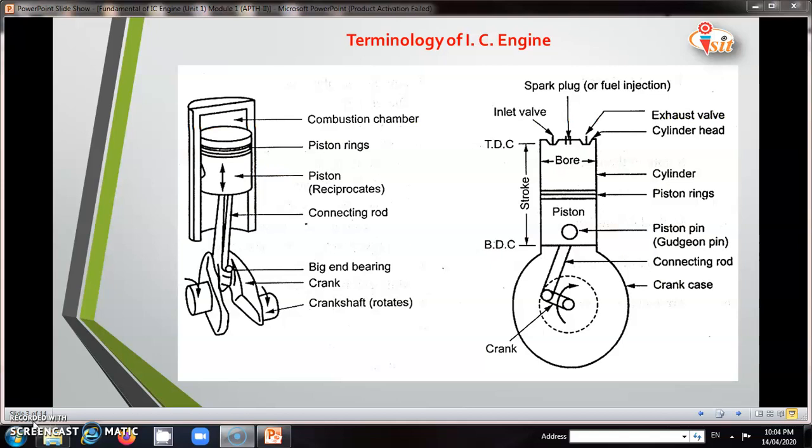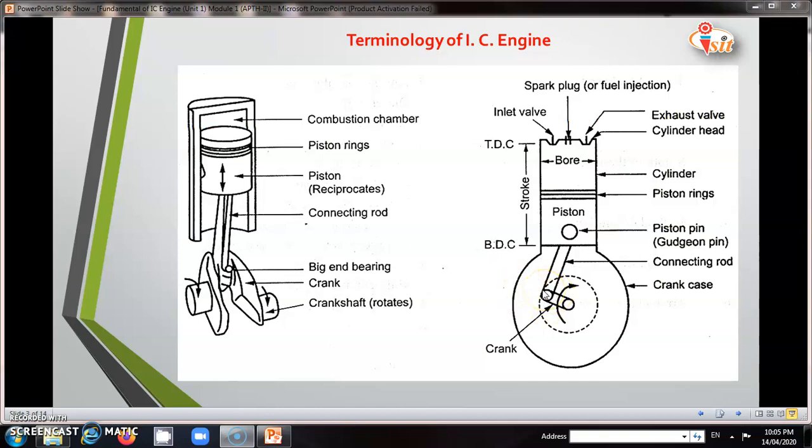The next important component is the inlet and exhaust valve. The function of the inlet valve is to allow the fresh charge into the cylinder. The main function of the exhaust valve is to provide the passage for the burnt gases to escape from the cylinder to the atmosphere. The next important component is the connecting rod. It connects the piston and crank. Its function is to transmit the power produced in the cylinder to the crankshaft. The material used is medium carbon steel, or sometimes alloy steels.